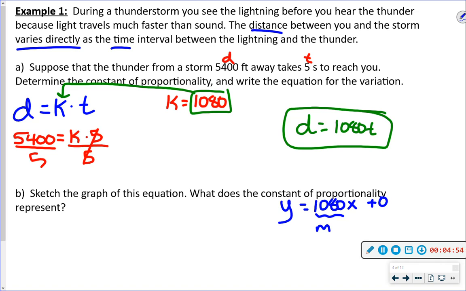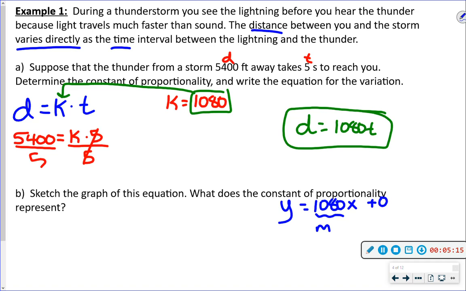If we look at the graph, picture this: you're starting at 0, your slope's 1,080. You're going up 1,080 over 1. Is that going to be hard to see on your graphing calculator? Yeah, okay, that's why I don't get excited about these. I care more about that last part. What does the constant of proportionality stand for?